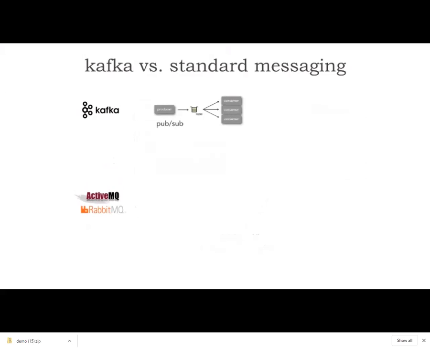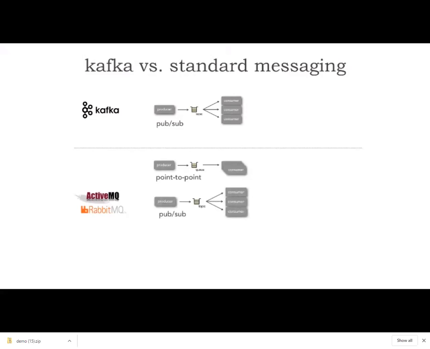And this is the only model currently supported by Kafka, and this is specifically within 1.0. However, with regular standard messaging, we have three different options. We can do point-to-point messaging, leveraging queues. In other words, I know exactly who's going to be consuming this message as opposed to just the publish and subscribe. And so I'm guaranteed that one and only one consumer in that consumer group is going to be receiving that message. I can also do the same thing as Kafka and do publish and subscribe as well.